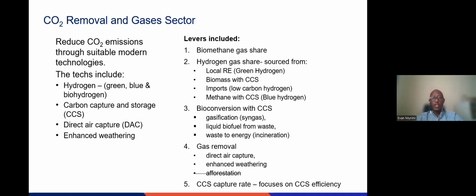And then the fourth and last one was looking at how we can remove the gases from the air. So we can use direct air capture, which again is a nascent technology. I think in the country, we have one company that is trying to develop this and targeting to do it next year. And we can also do enhanced weathering, where you have rocks of a certain chemical composition absorb the CO2 directly from the air. The last one could be afforestation, but this one was covered under the land use sector.